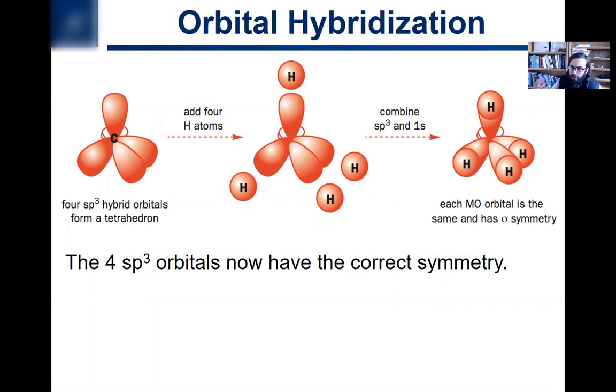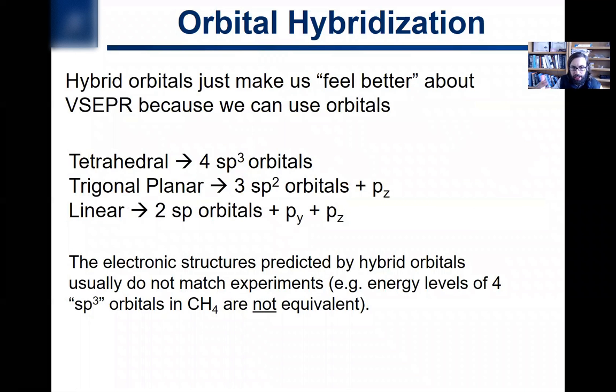So again, it's just a total invention, a total way of trying to fix a big problem in chemistry at the time. And you guys probably have heard of sp2 hybrid orbitals and sp hybrid orbitals. These help explain how you can get trigonal planar geometries and linear geometries. But all this does is make us feel better about VSEPR, because now we can have the correct symmetries. But again, I really stress they're complete inventions. It's a complete myth of hybrid orbitals.